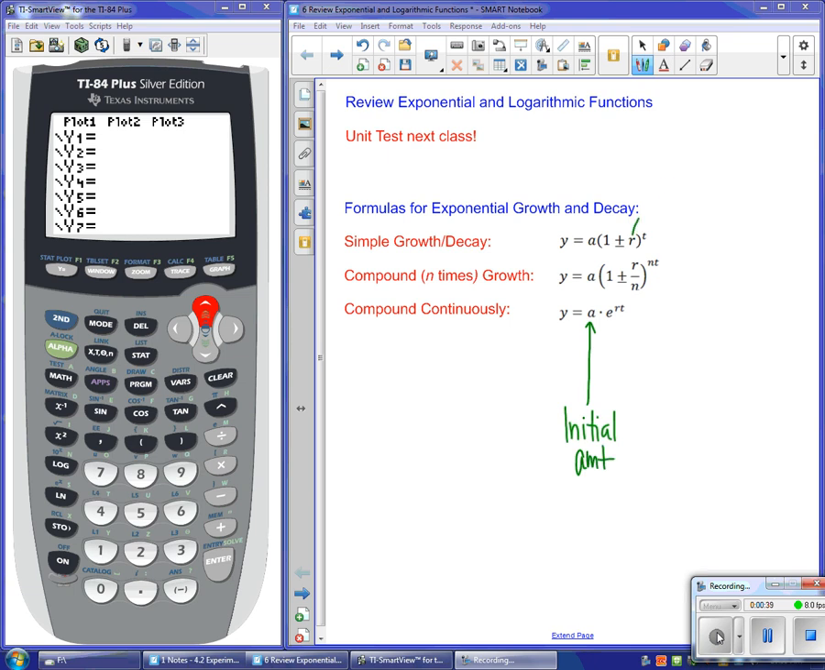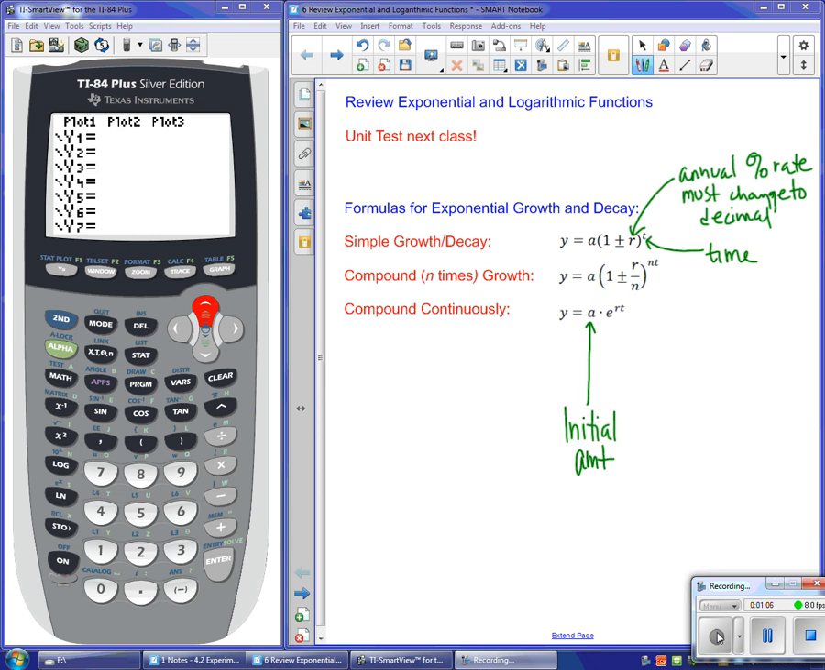The r value is always going to be the annual percentage rate. But remember, you must change it to a decimal. Okay, t is always going to represent time. And usually you'll see it measured in years, but it doesn't necessarily have to be years.